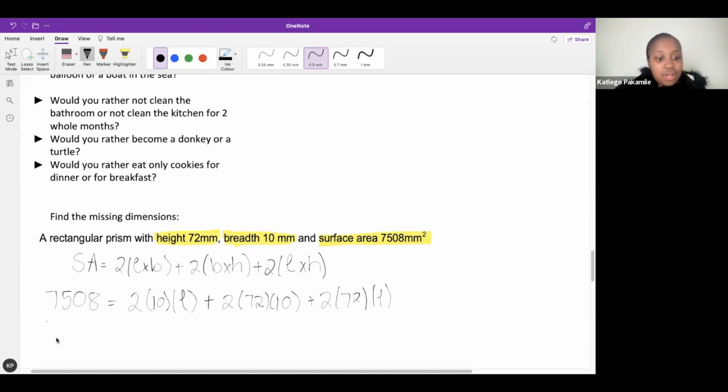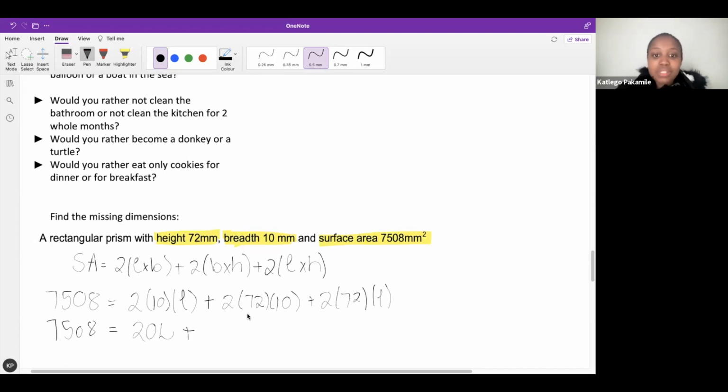Now, I'm going to leave the left-hand side as is. 7508 equals. What's 2 times 10, guys? 20, so we have 20 times length. So I'm just going to write 20L. But that's going to confuse you, you're going to think it's 20 liters. Maybe I should use the big L. That's not liters, guys.